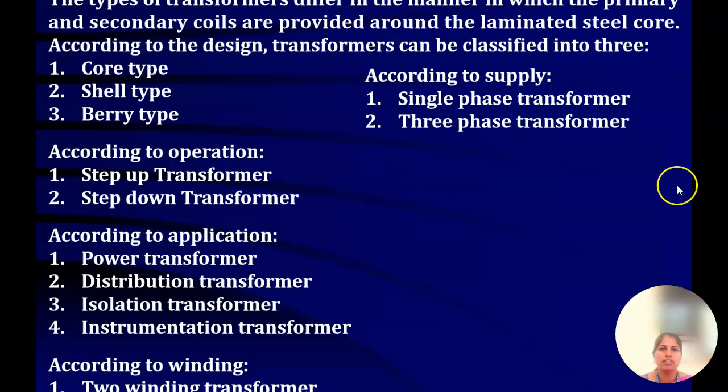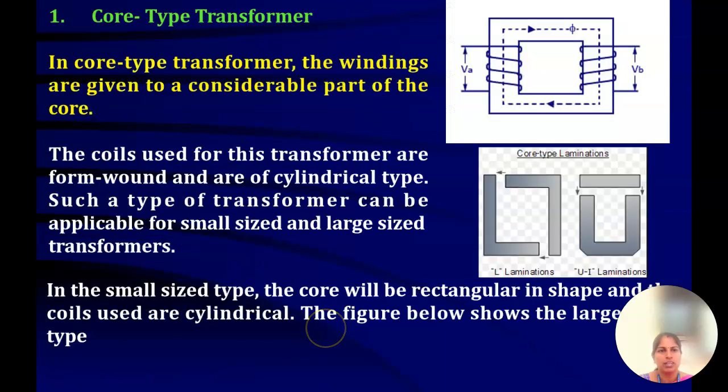The transformer is classified based on the construction into three types: core type, shell type, berry type. According to supply, it is classified into two categories: single phase transformer, three phase transformer. Based on operation, it is classified into step up transformer, step down transformer. According to the application, it is classified into power transformer, distribution transformer, isolation transformer, and instrumentation transformer. And according to windings, two winding transformer and three winding transformer. This is the transformer classification.